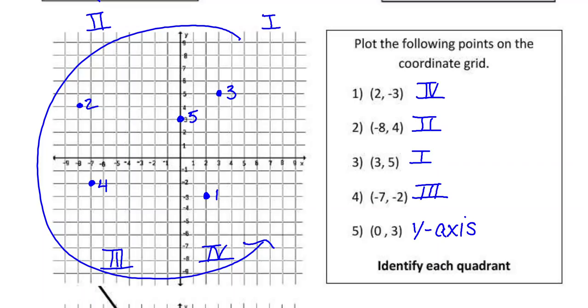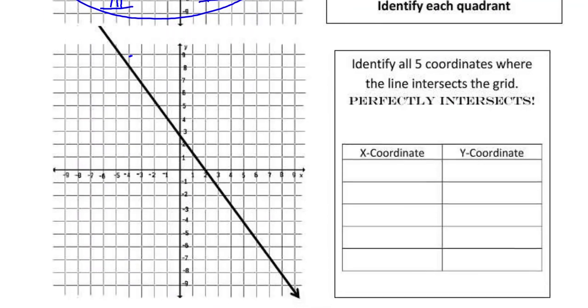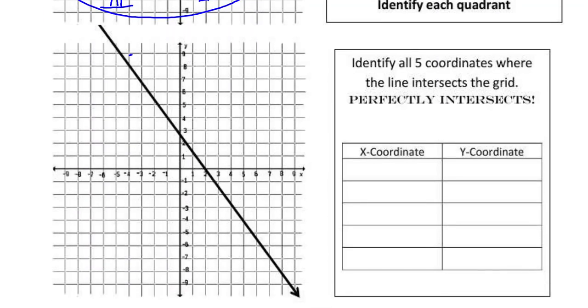So now let's make this a little bit more complicated. Now we're going to actually start looking at lines, and it wants us to identify all 5 coordinates where the line intersects the grid perfectly. So we're looking for where the line makes a little plus sign right on top. So like right there is a point. Here would be another point. And if I keep following this up, here is another one that's perfect. It has to be perfectly crossing. And you can kind of see how they're getting spaced out. They're real even. So there's all my points.